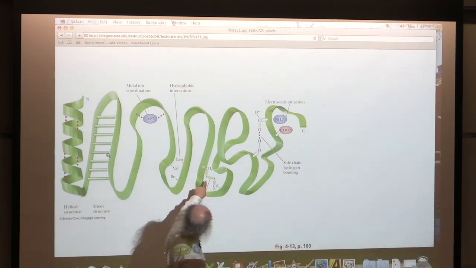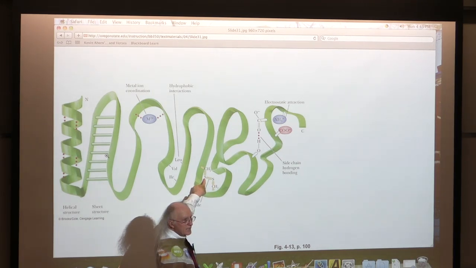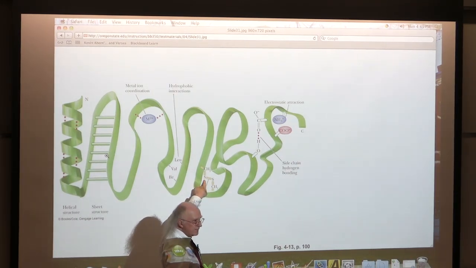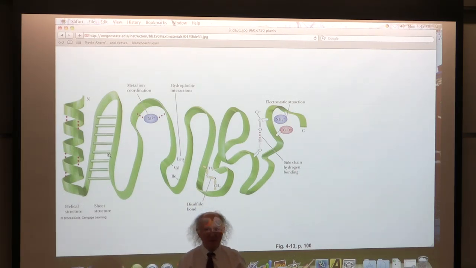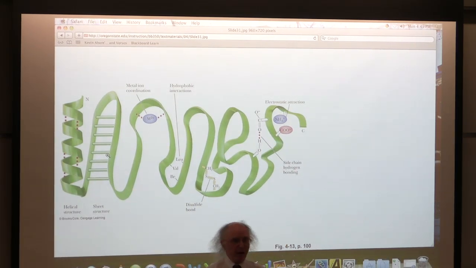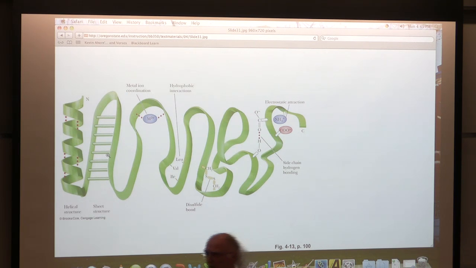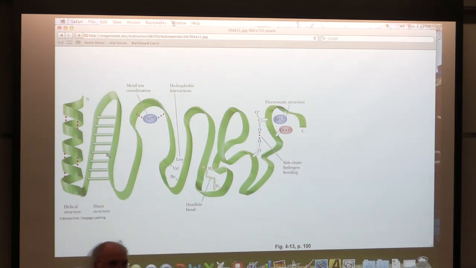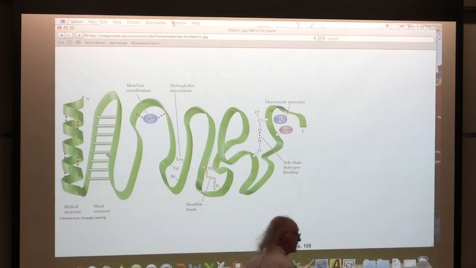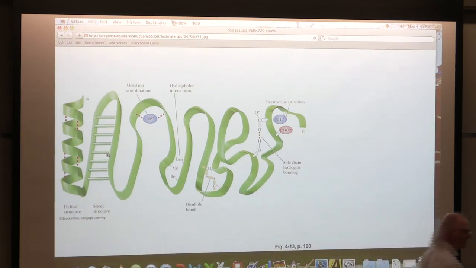You can see a sulfur-sulfur bond. It's called a disulfide bond. It's covalent, and as a result, it's a very strong bond. It turns out that disulfide bonds are the strongest bonds that hold together a tertiary structure.